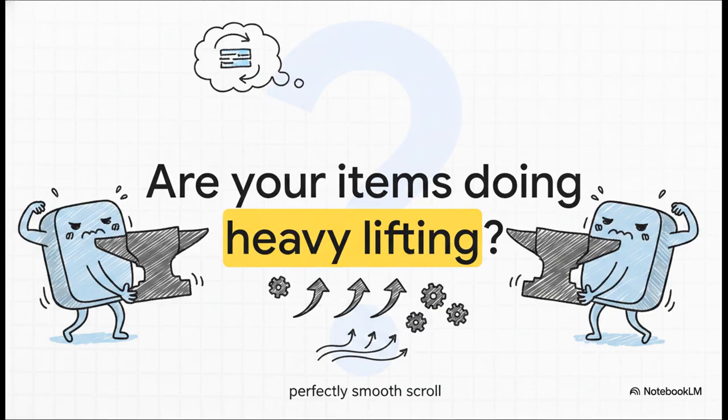So I want to leave you with a critical final check. Look at your renderItem function right now. Is it just an anonymous function sitting right there in your returned JSX? If it is, pull it out and wrap it in a useCallback hook immediately so it isn't being recreated on every single render. You have the tools, you have the exact props to tune, and you know how to lighten the load. So ask yourself, are your list items doing way too much heavy lifting? Or are you ready to tune your FlatList for a perfectly smooth scroll?